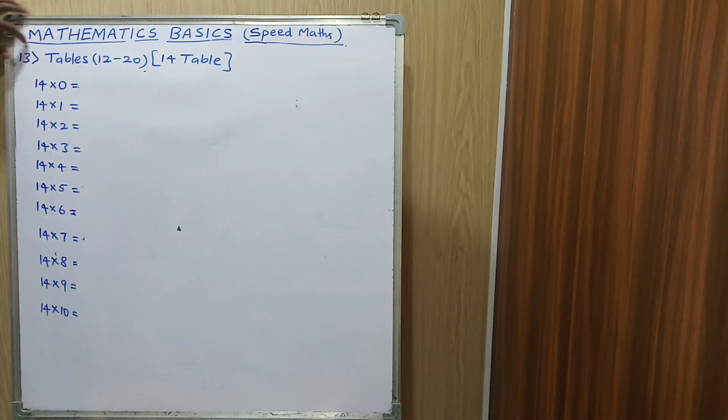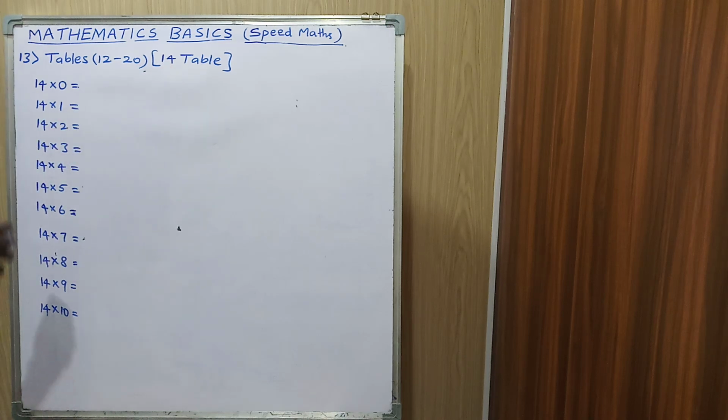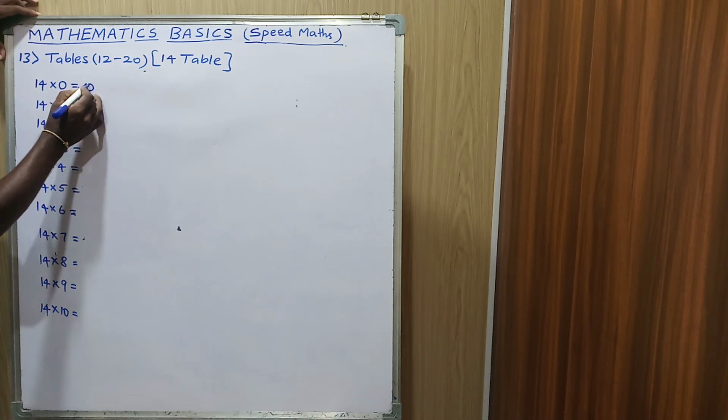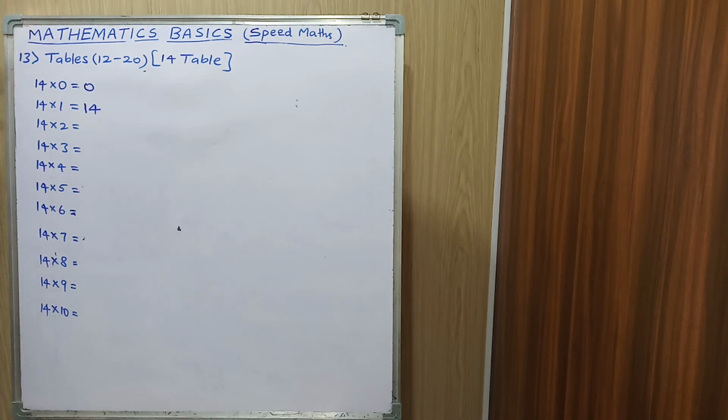Point number 13, tables 12 to 20. Let us see the 14 table. Why are you learning the 14 table? If you follow this technique, even if you forget, you can recall it easily. So 14 zeros are 0, it's easy. 14 ones are 14, it's also easy.